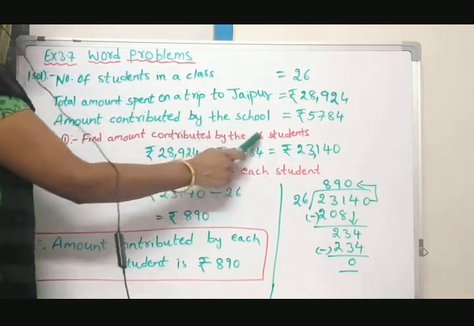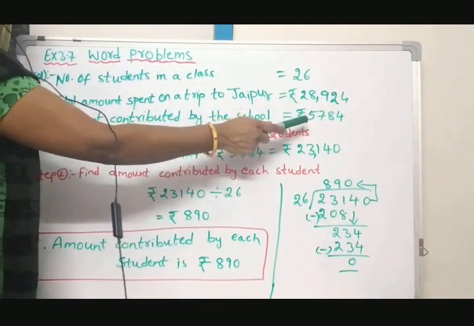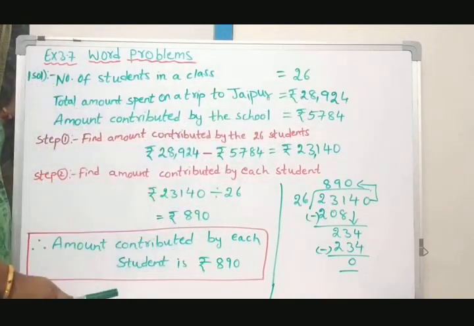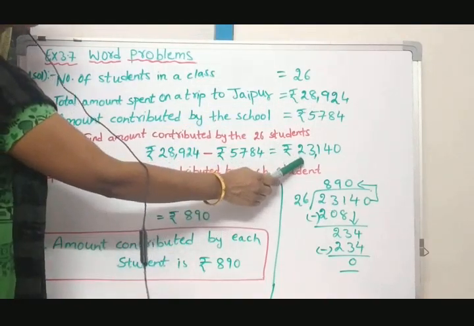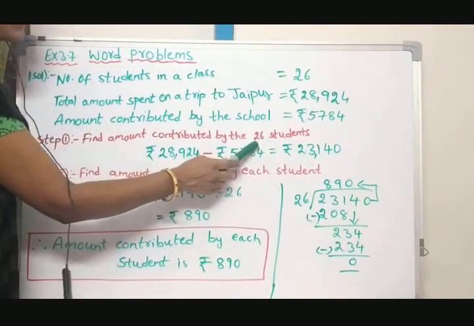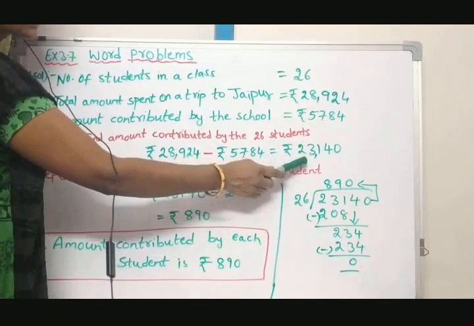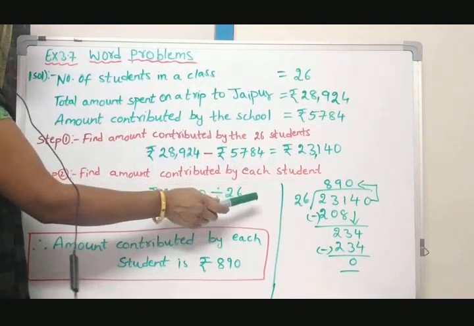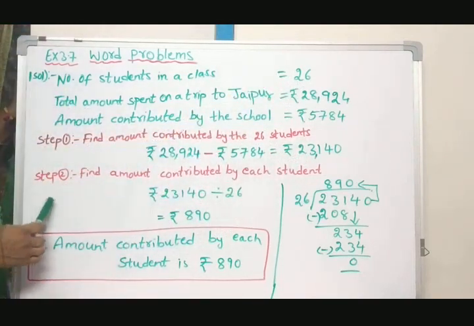So step 1, find the amount contributed by the 26 students. How do we get this? By subtracting the amount contributed by the school from the total amount spent on the trip. After subtraction, we got 23,140 rupees. So this is the amount contributed by the 26 students. Now to find out how much each student contributed, we have to divide this amount by 26.